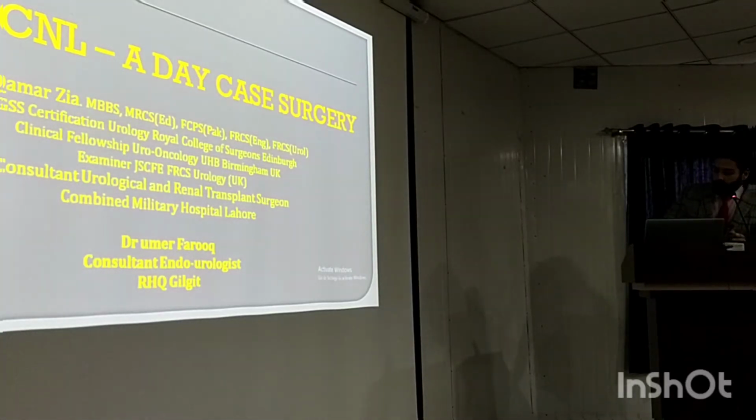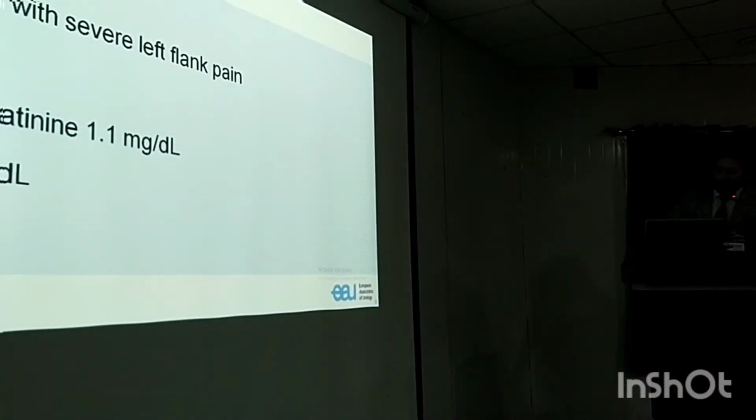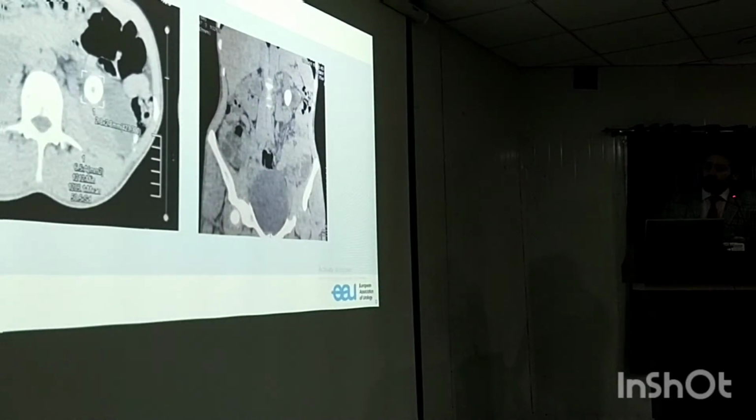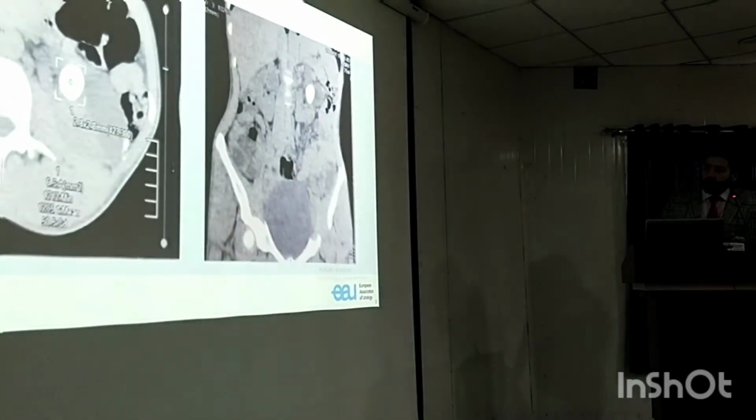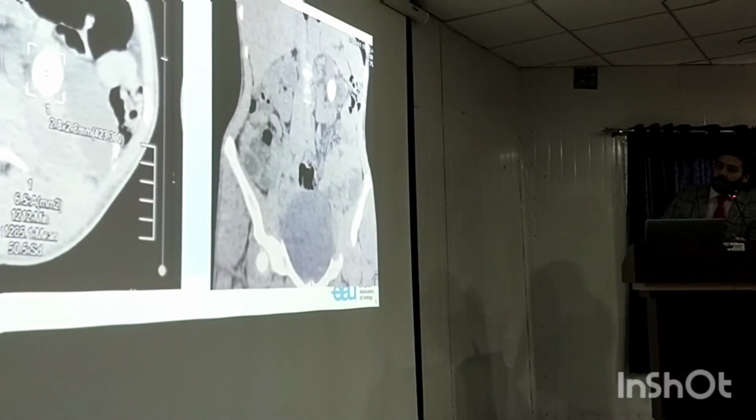So, Mini-PCNL, a day case surgery. In case number 1, a 38-year-old male presented with severe left flank pain, having no fever. Serum creatinine was 1.1 mg per dl. His HB was 15.4 gram per dl, and WBC turned out to be normal. This is the CT KUB plain which shows a radio-dense shadow in the pelvis measuring approximately 3 by 1 centimeter, representing a stone in the left malrotated kidney.